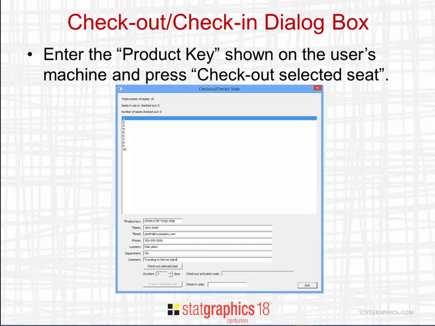In order to check out a seat, you need to select one with nothing indicated to the right of the seat number. Then go ahead and fill in the product key generated on the user's computer back in step 2. Put in their name and their email and any other information you'd like to save. Once that's all filled out, set the duration of the license, which can range anywhere from 1 to 30 days. Then push Check Out Selected Seat.